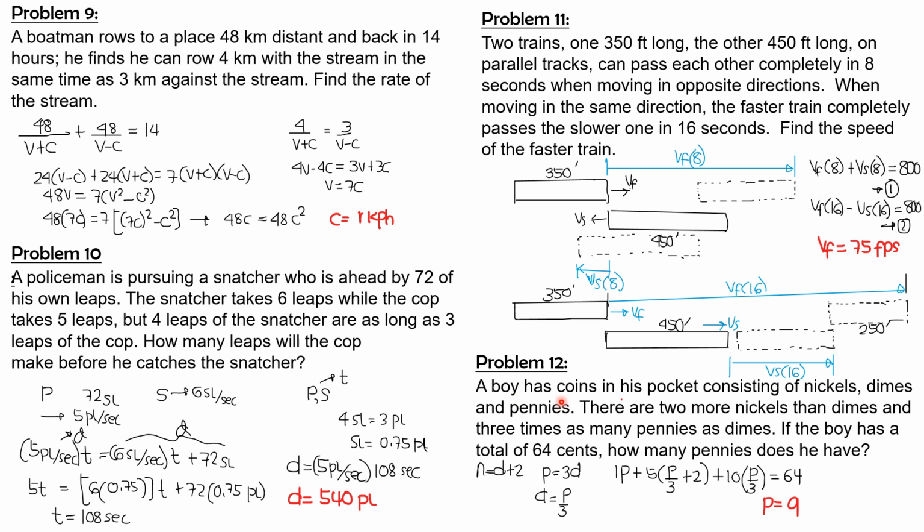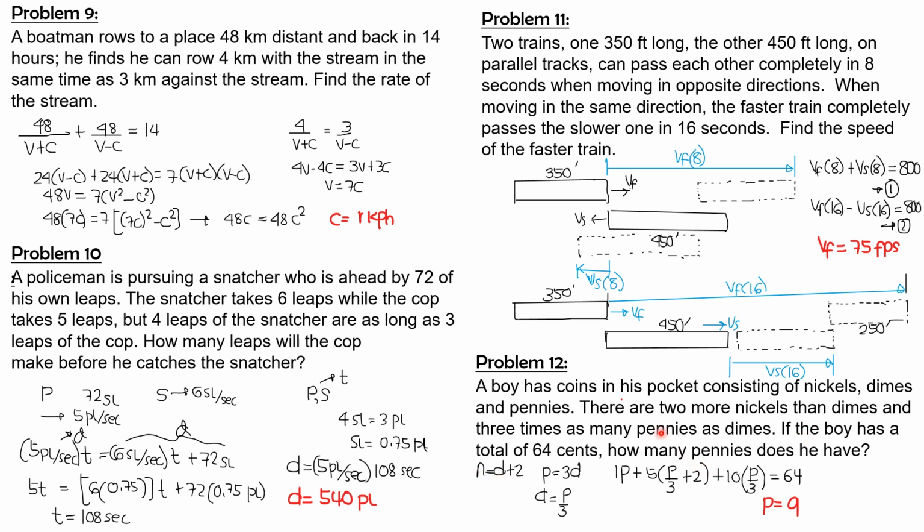Problem 12. A boy has coins in his pocket consisting of nickels, dimes, and pennies. There are 2 more nickels than dimes and 3 times as many pennies as dimes. If the boy has a total of 64 cents, how many pennies does he have? So let's translate this English to algebra. There are 2 more nickels than dimes. So meaning, the number of nickels is 2 more than the number of dimes.